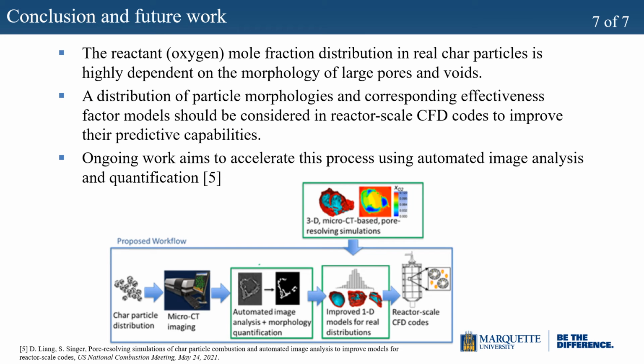In this study, based on the 3D pore-resolving model, we have found that particle morphology can significantly affect reactant transport. Furthermore, although reactor-scale CFD codes often employ a distribution of particle sizes, they should also consider a distribution of particle morphologies with a corresponding distribution of effectiveness factor models to improve their predictive capability. As shown in the workflow, a 1D effectiveness factor model for particles with complex pore structure and an automated image analysis routine using realistic 3D particle geometries will be investigated in the future.